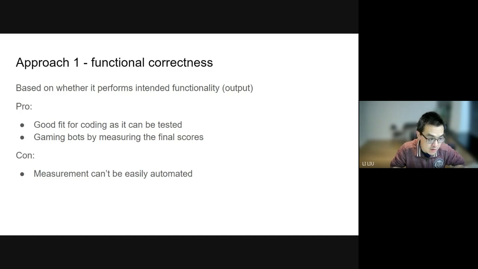However, the issue with this approach is that for a lot of tasks we cannot measure the output easily. Let's say the document summary example. We can always get some summary, but we still don't know whether the summary is good or not, because sometimes it is very subjective.